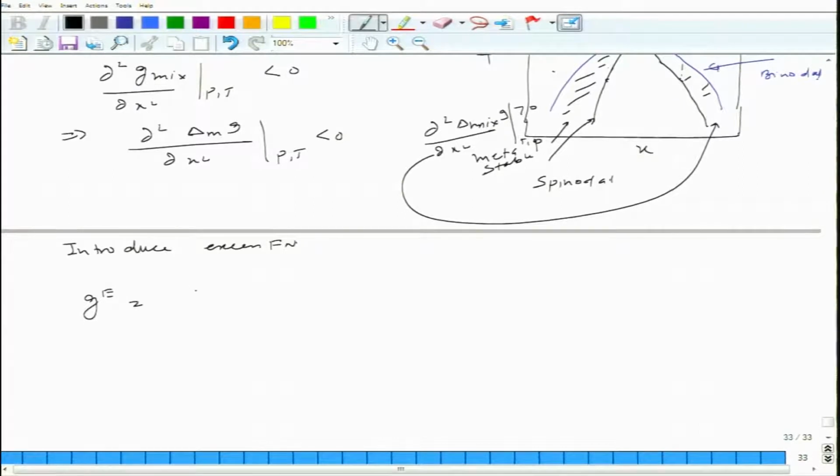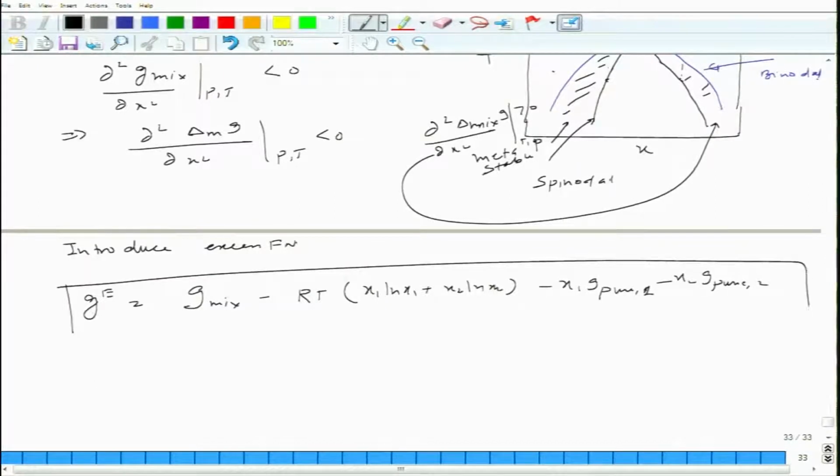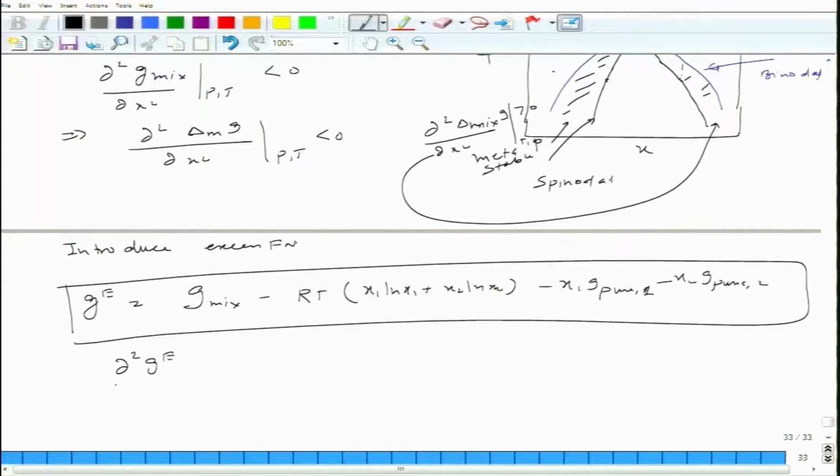Okay. So it's going to be G mix, minus RT times x1 ln x1 plus x2 ln x2, minus x1 G pure 1 minus x2 G pure 2. Okay. So this is the G of x. All right. I am going to take the second derivative of this. If it is unstable, then this condition will be met, isn't it?